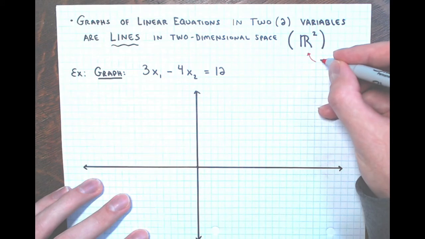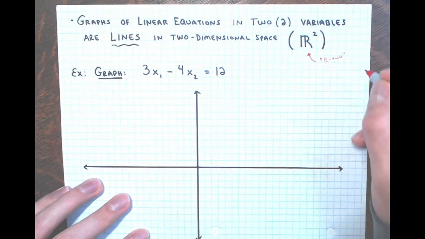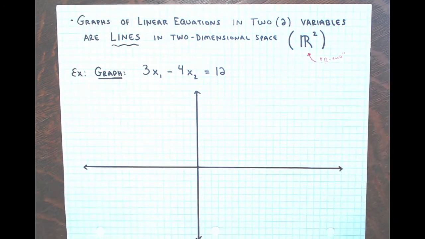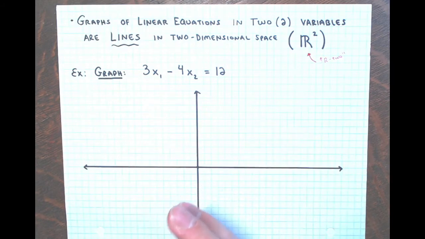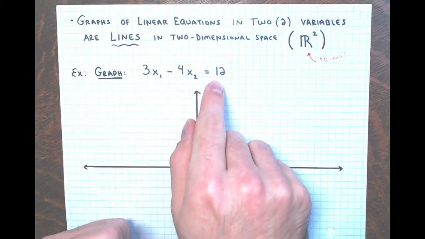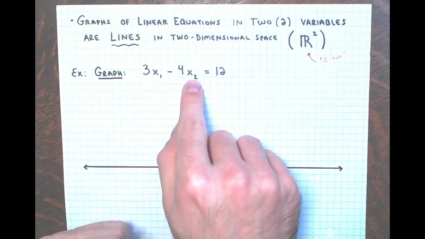All right, so R2. It's said like this. I just say R2. But it's filled with ordered pairs where each number is a real number. All right, so for instance, here is a linear equation in 2 variables, x1 and x2.